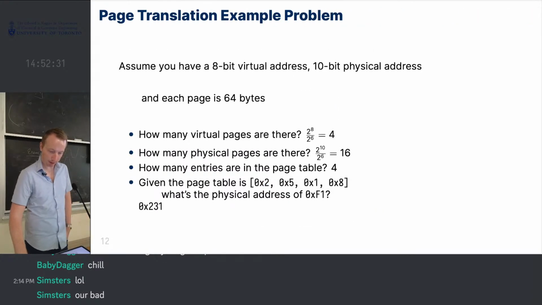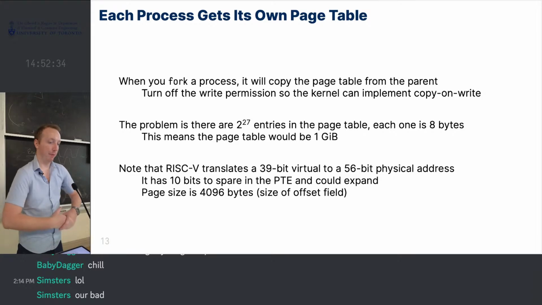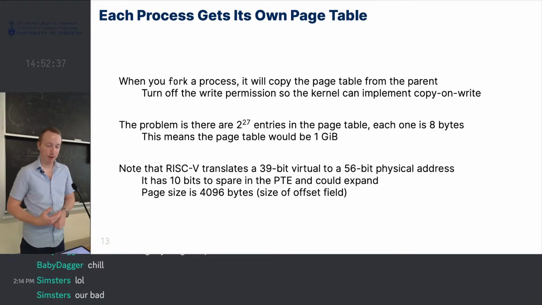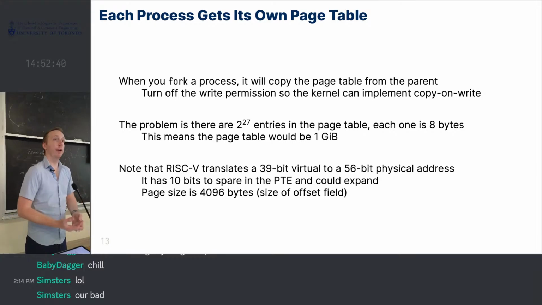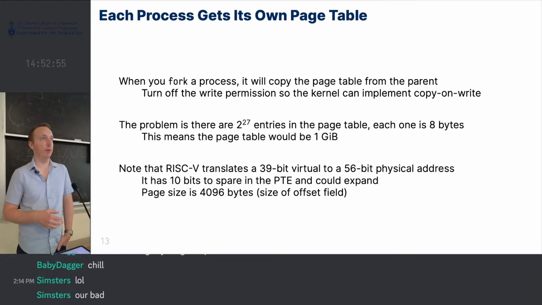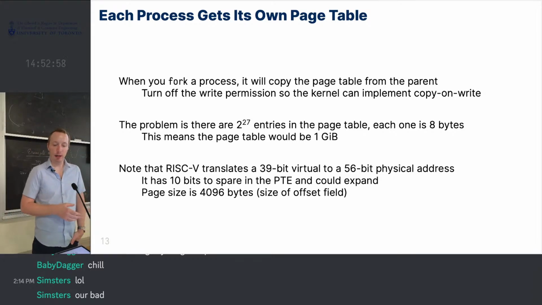But first, some other fun things. So, like I said before, each process would get its own page table. When you fork a process, one of the things we know that also has to happen is it will copy the page table from the parent. And one way to make this really, really fast is it can just copy the page table and actually share the physical memory. So it will do something like turn off the write permission to memory, and that way the kernel can implement something called copy on write, because the two processes could share memory if all they're doing is reading information. They don't have to be independent.